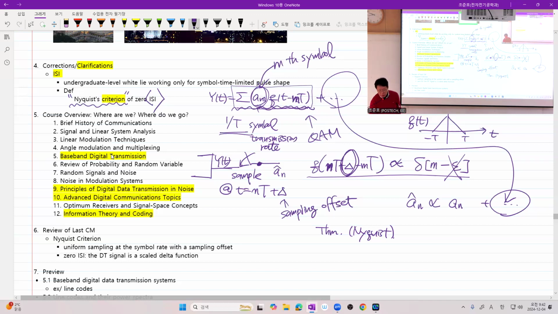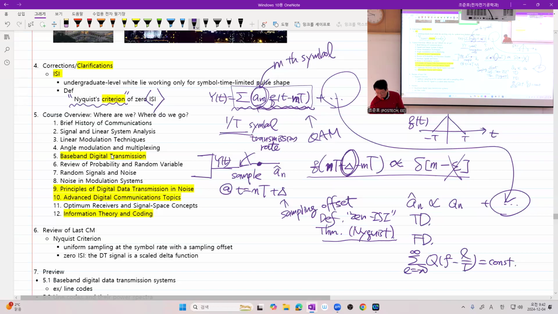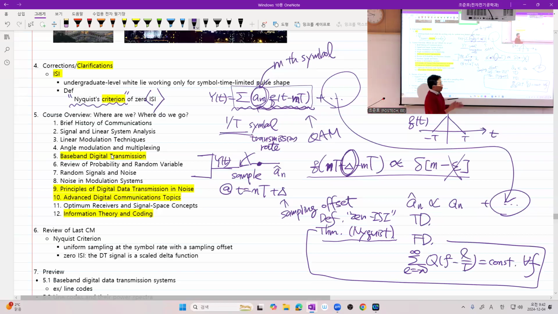So our definition of zero ISI is defined in the time domain like this. However, Nyquist not only defined his own definition of zero ISI, he also derived an equivalent necessary and sufficient condition in terms of the Fourier transform of this Q of t. So here goes the equivalent definition. So this equals constant for all f.